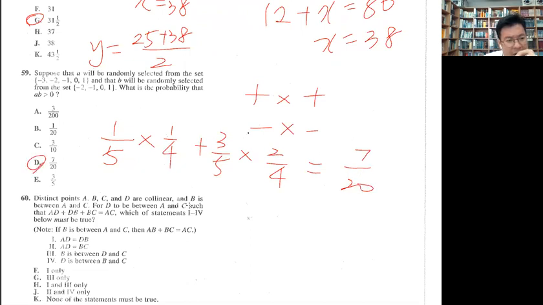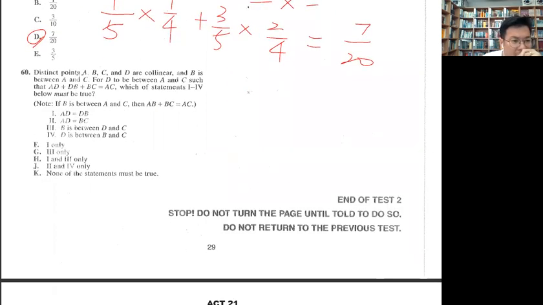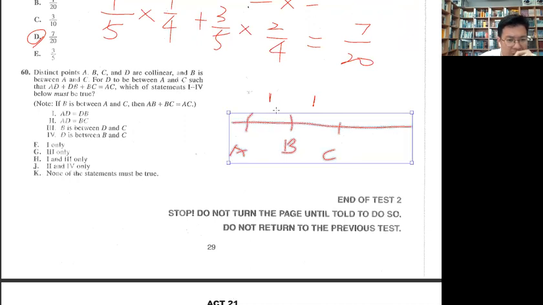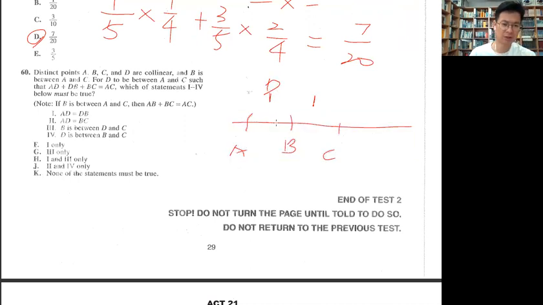So the distinct points are collinear. B is between A and C. B is A, C, B. D is between A and C. We don't know which. D can be here, D can be here. D is between A and C, such that AD plus DB. So D is here then. D has to be here.